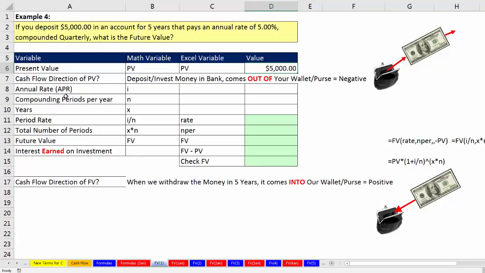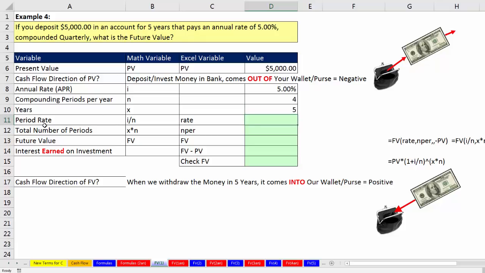The annual rate, APR, or little i, that's 5%. I type a 5. We can see that it's pre-formatted because the percentage symbol pops up. Compounding periods per year. Quarterly, that means we put a 4. That's our little n. Years, it says 5 years, so 5.